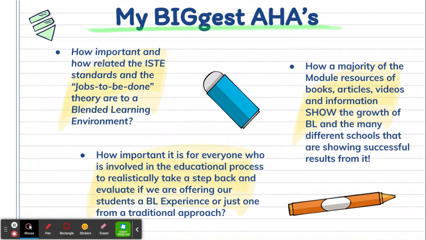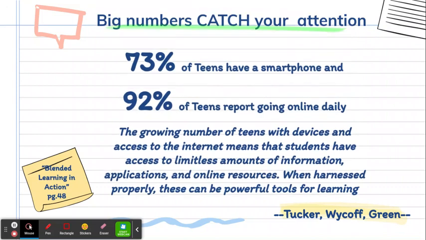Also, the last one is how important it is for everyone involved in the educational process to realistically take a step back and ask yourself, are we offering students a blended learning experience or just one from a traditional approach? So those are three big ahas. Last, I leave you with this. 73% of teens have a smartphone, and 92% of teens report going online daily. Tucker, Wyckoff, and Green say that the growing number of teens with devices and access to the internet means that students have access to limitless amounts of information, applications, and online resources. When harnessed properly, these can be powerful tools for learning.